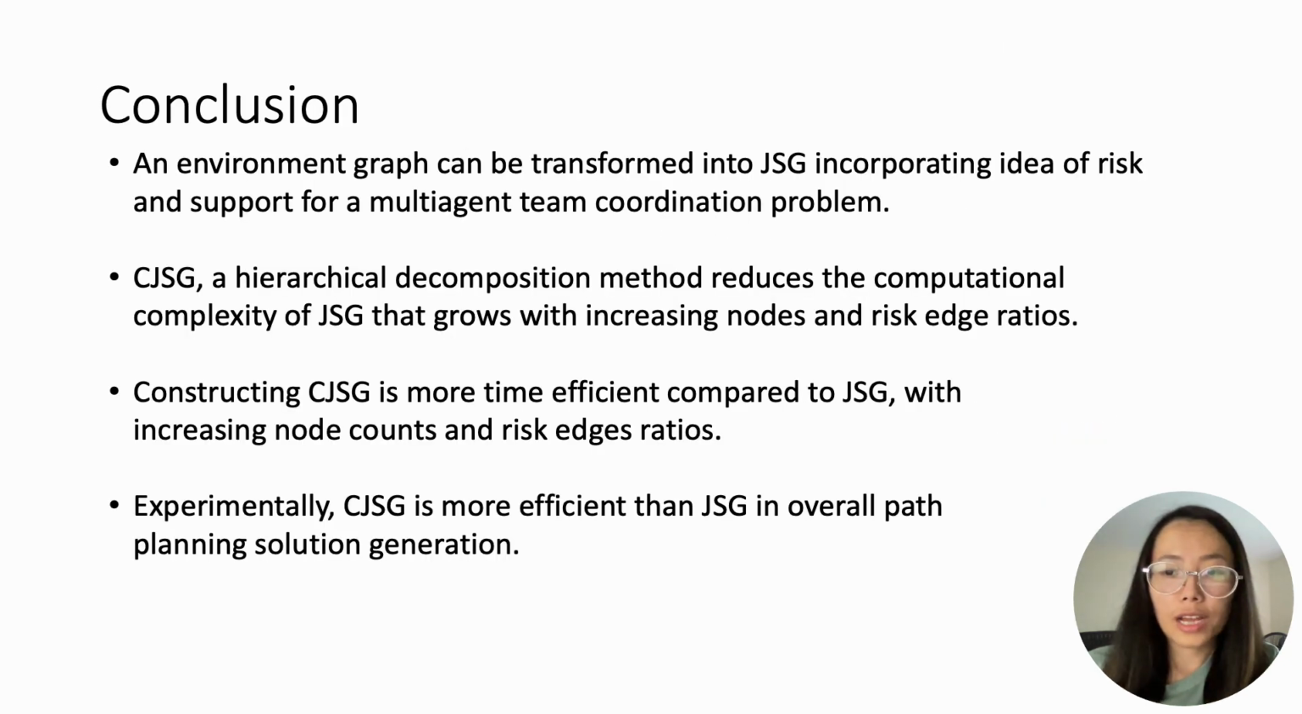To summarize, our work aims to optimize team coordination among multiple robots in graph environments by incorporating the concept of risks and support. We initially transform environment graphs into the joint state graph JSG by accounting for these factors. Next, we introduce the critical joint state graph CJSG, which is a computationally efficient alternative to JSG. Experimental results demonstrate that CJSG is both faster in graph construction time and path planning time than JSG.